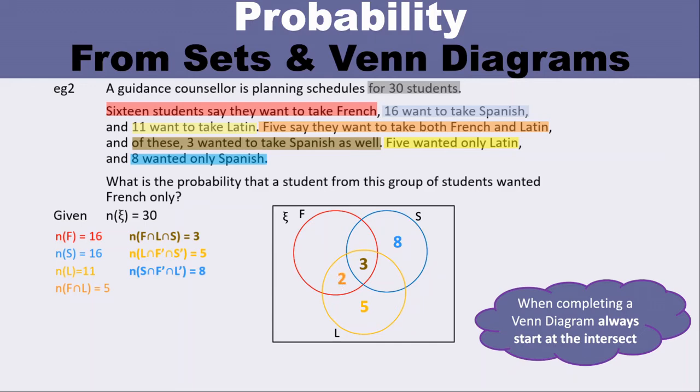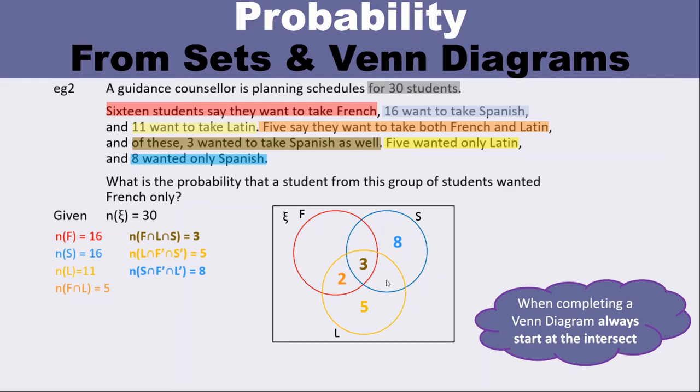To finish off my Venn diagram, think of how many students are in each of these sets altogether. So the number of students who want to take Latin is 11. And looking at my circle for Latin, I can see 5 only want to take Latin, 3 want to take all 3 subjects, and 2 want to take just French and Latin. So that's 5 plus another 5, that's 10 so far.